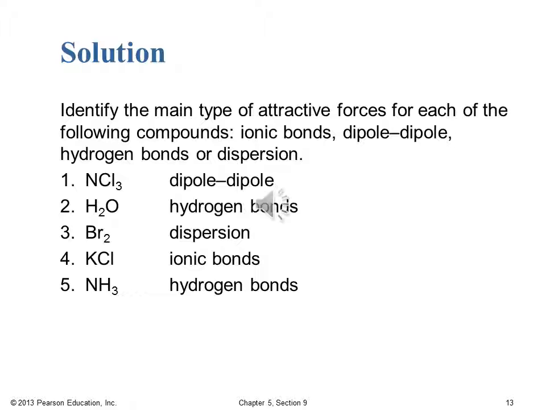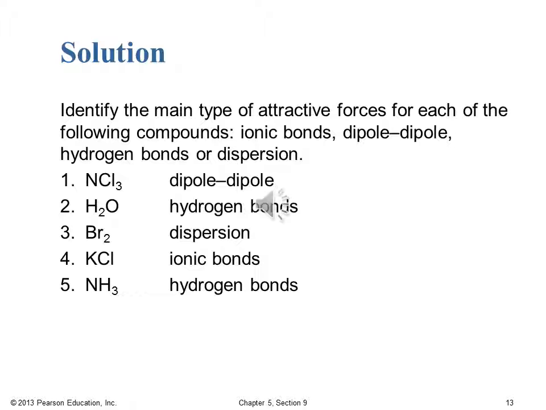Number 3, Br2, it's bromine exactly balanced by the other bromine, and therefore no electronegativity difference, no polar bonds, therefore no chance of being a polar molecule. We're a nonpolar molecule, and therefore dispersion is our number 1 type of interaction. For KCl, we already mentioned that that's a metal and a nonmetal, so we'd expect an ionic bond.